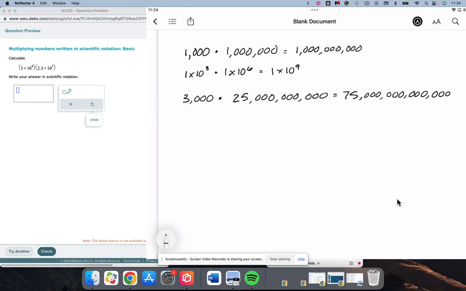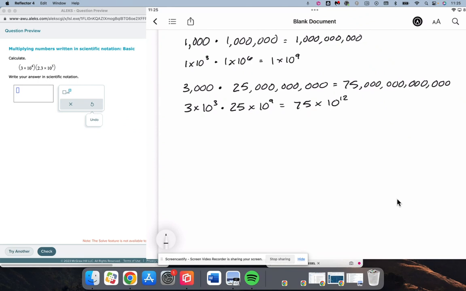Now, similarly, doing that with scientific notation, we would have 3 times 10 to the power of 3 times 25 times 10 to the power of 9. What we would do in this instance is multiply the whole number piece, so 3 times 25 is 75. And then we add the exponents on the 10, so the 3 plus the 9 is going to make 12. That tells us that we have a 75 with 12 zeros after it.